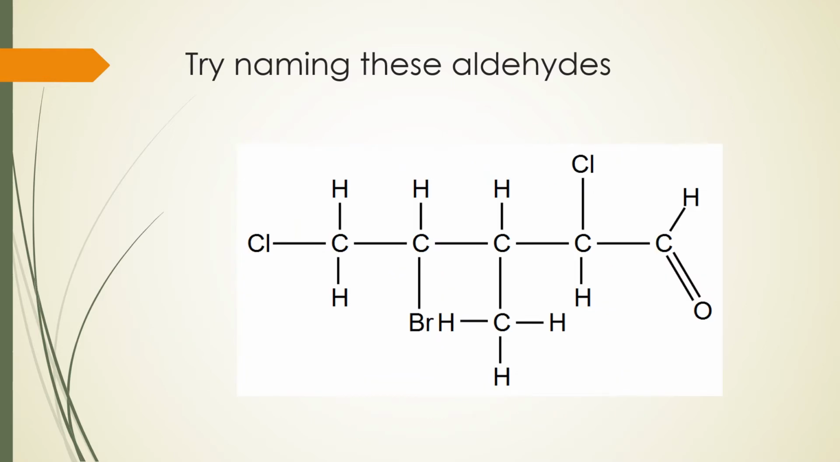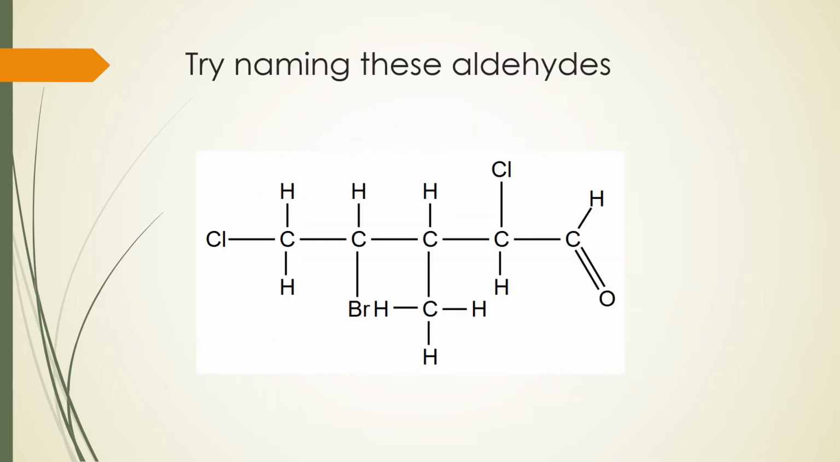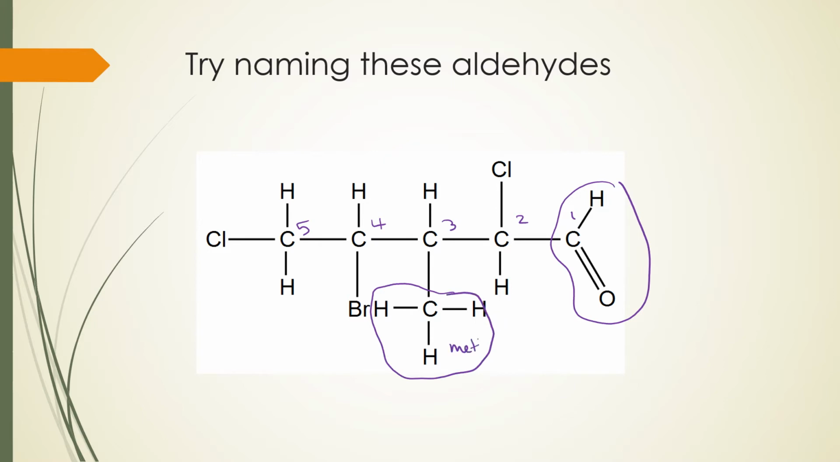Now try naming this aldehyde. Remember to stop the video and have a go. So the main functional group is the CHO group. So 1, 2, 3, 4, 5. We have a branch, which has 1 carbon in it, so it's a methyl. We have a chloro, a bromo, and a chloro.